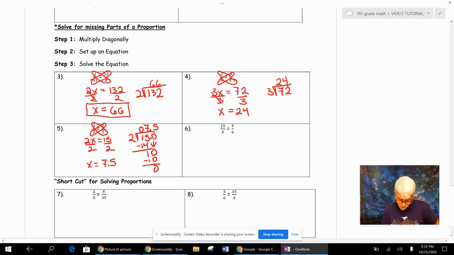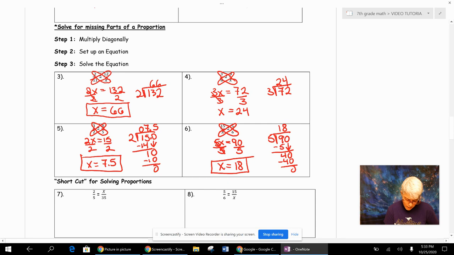Let's do another one. 5 times x, keeping the variable on the left-hand side. 6 times 15 is 90. To solve, I divide both sides by 5. Feel free to pause right now and see if you can figure out what 90 divided by 5 is. 90 divided by 5. 1. Bring down the 0. 8. And I'm done. No decimal in that one. Now, I'm going to go ahead and circle all my answers.